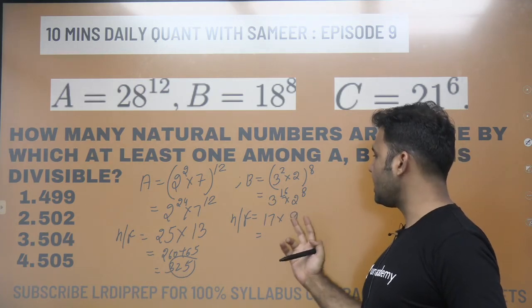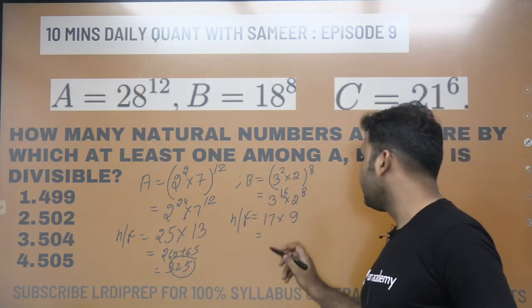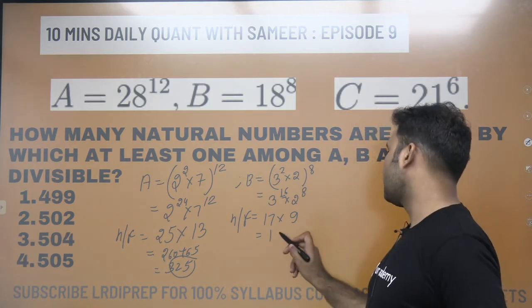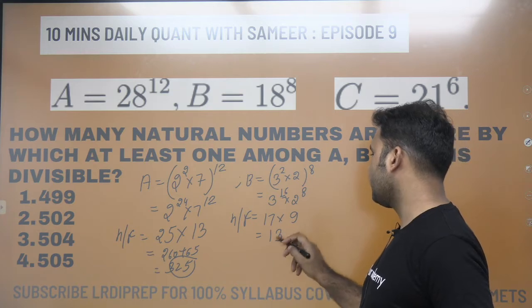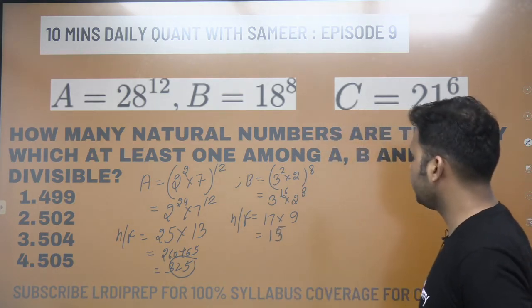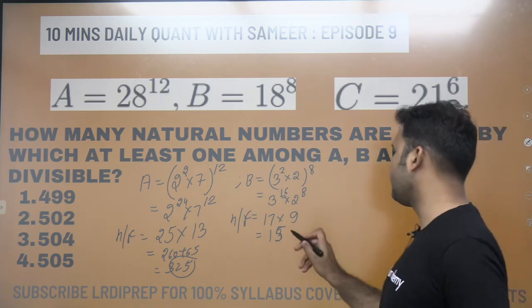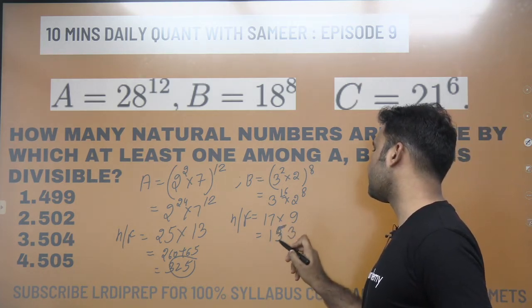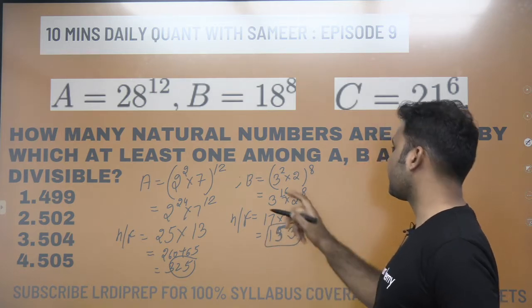17 powers of 3, 9 powers of 2 will give you total 151 factors, right? No, 153 factors, sorry. 153 factors. 17 into 9 is 153. So you'll have 153 factors of B.